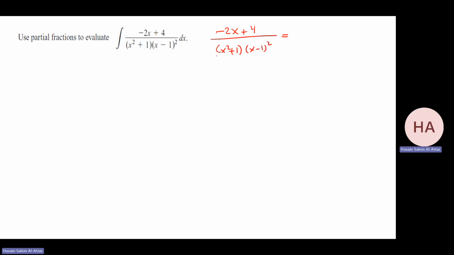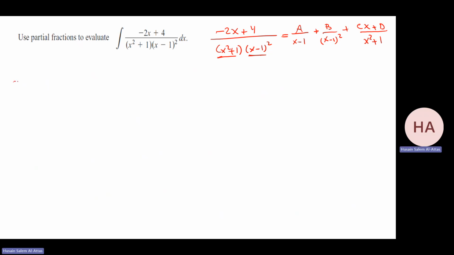So what are the factors? For this one, it's linear but repeated. So you have A over x minus 1 plus B over (x minus 1) squared. This is non-linear, quadratic. So I need Cx plus D over x squared plus 1.